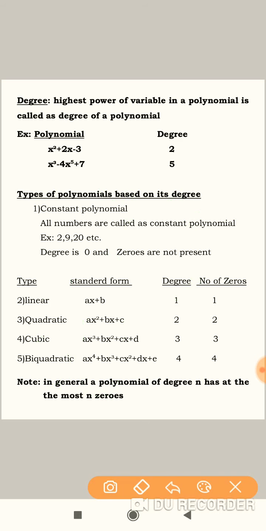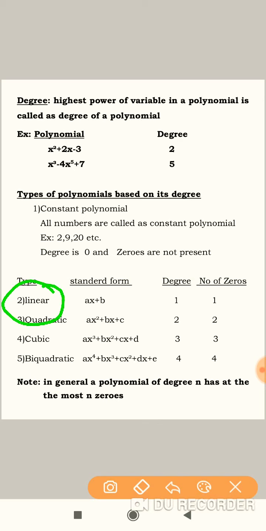So, the number of zeros depend upon the number of degree. Simultaneously, the zeros of the constants are 0. Therefore, the number of zeros cannot exist. Therefore, the zeros are not present for a constant polynomial.